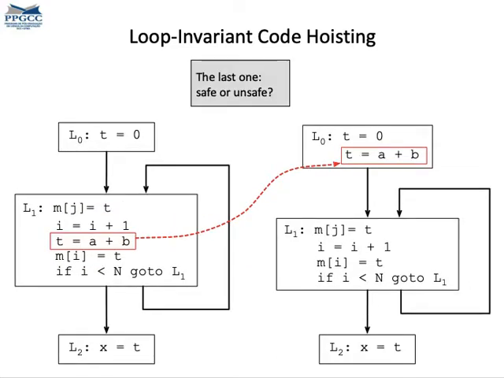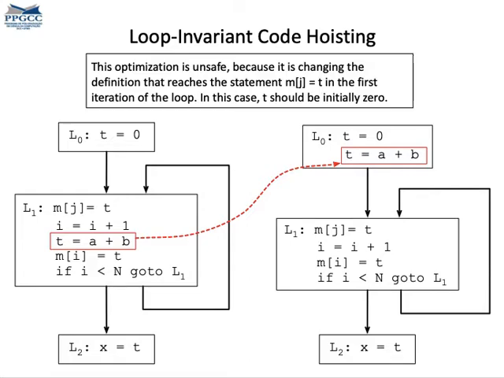And here goes a last challenge. Is hoisting safe or unsafe in this case? Check if these two programs have the same semantics. Try to think about it. This optimization is also unsafe because it's changing the definition that reaches the store in m of j. In principle, we could assign 0 to m of j here, but the hoisting can change that.